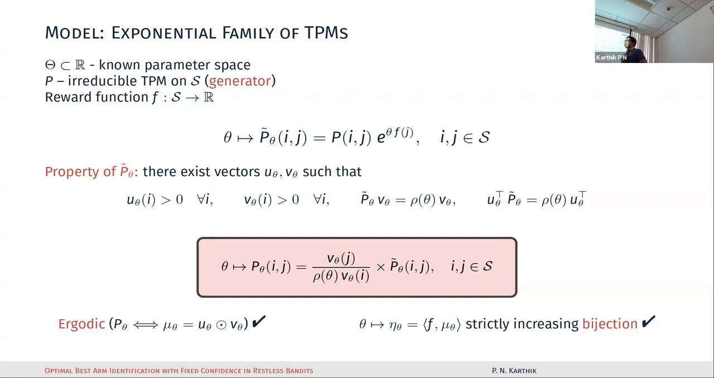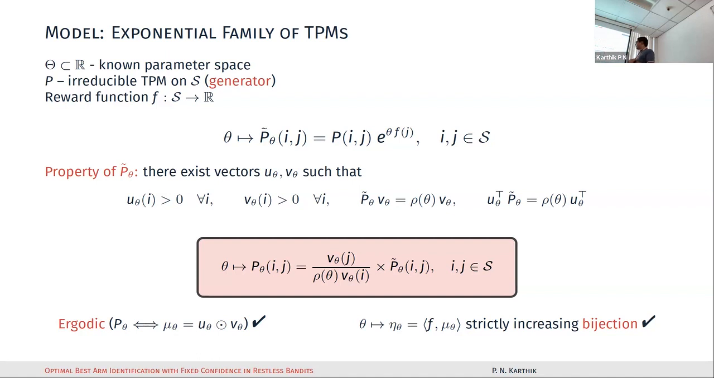Is the mean between F and mu theta the mean of this stationary distribution? The stationary distribution is a vector. You weigh the mass on state i with f of i, and then you subtract. F is a known function. P and F are given to us. The model is known to us. We know the model from which the arm TPMs are coming.